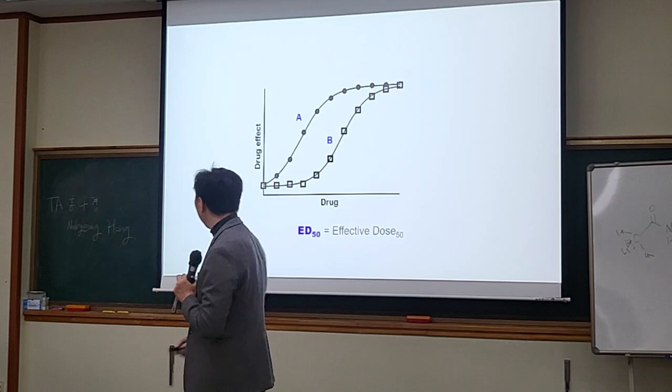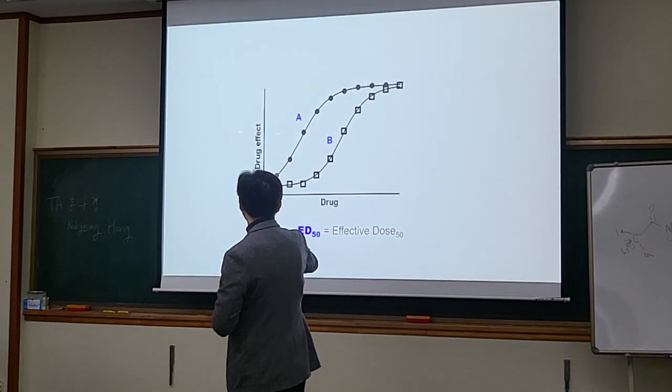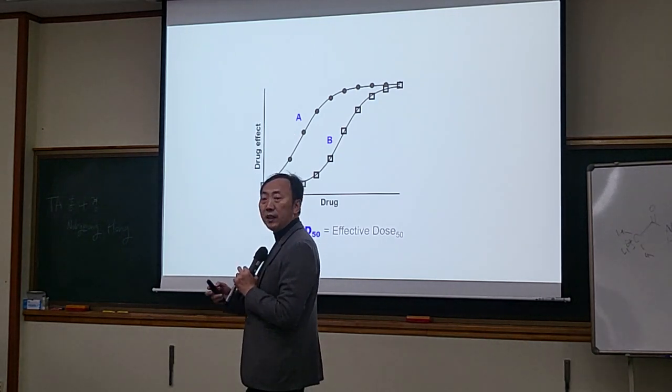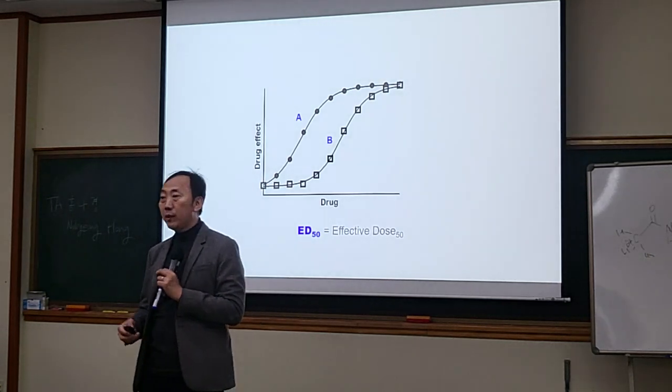To get a reasonable activity, let's say 50 is the required amount, then this is ED50, this is ED50. Okay, potency defines the amount you need. The higher the amount, the more chance to be consistent. Okay.